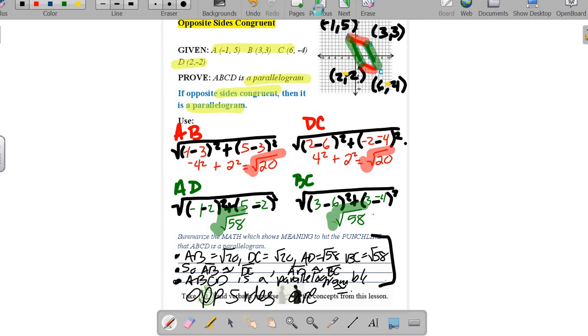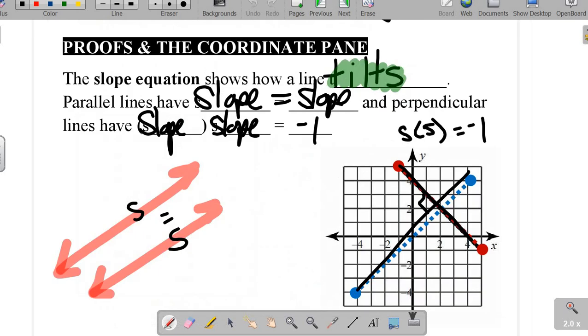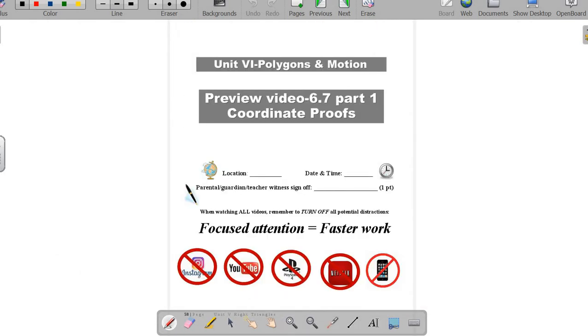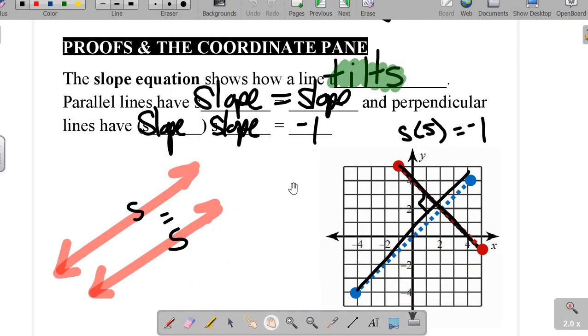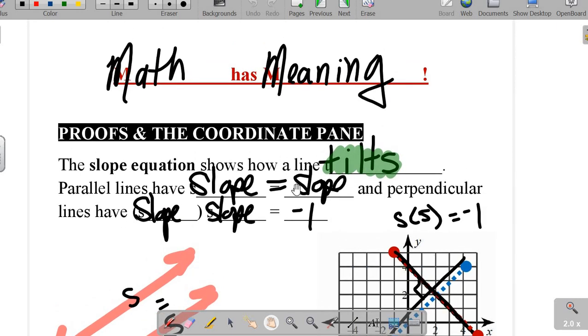Take a minute and review what you have learned in this lesson. And again, the main component of the lesson of this is the fact that math has meaning.